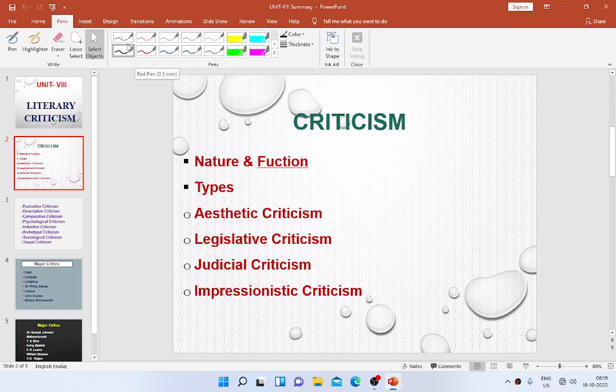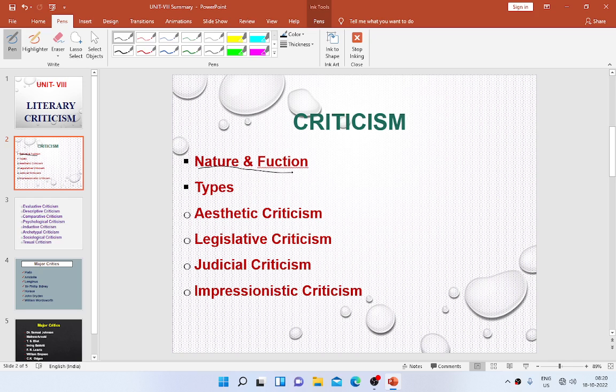So here, at the beginning, we will discuss the nature and function of criticism, but before that we should try to understand what criticism is. Criticism is the interpretation and philosophical discussion of any work of art. It is an evaluation of a piece of art or literature with respect to society or culture and value system.